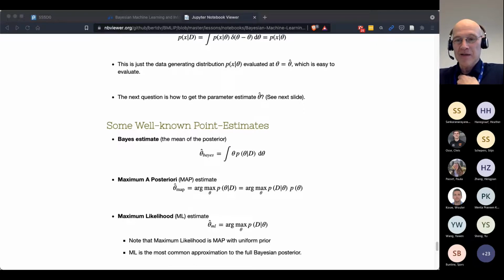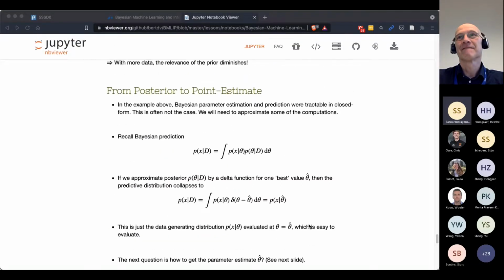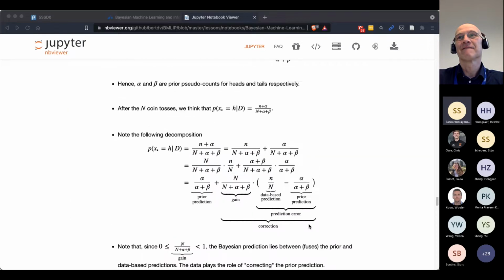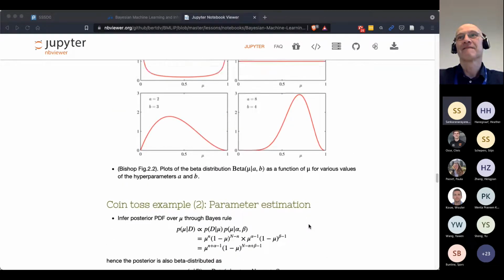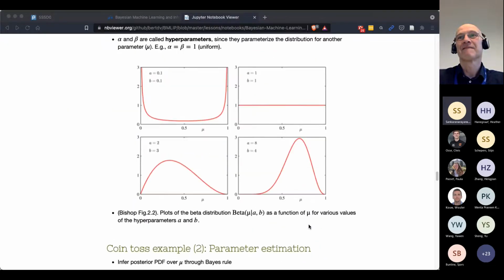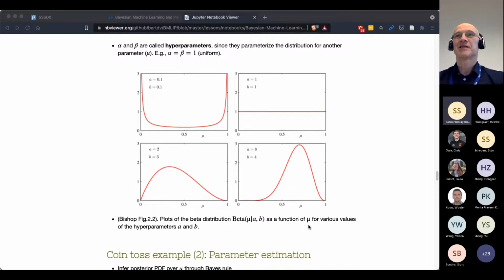Okay, then Sweta. Yeah, so my question was regarding the beta distribution plots. I was not able to understand how the peaks change depending on the values of alpha and beta.